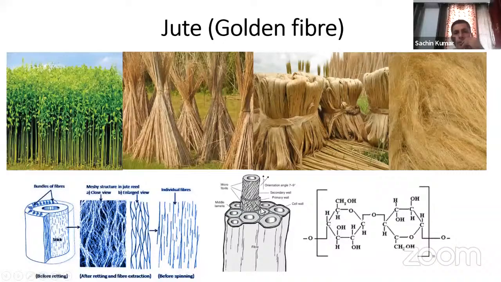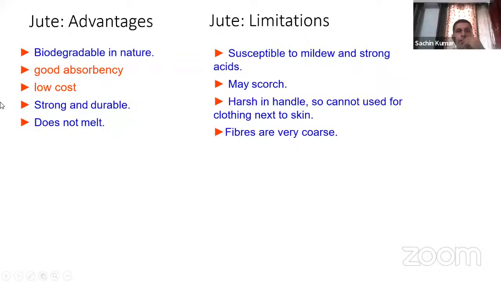The monomer is again similar, because it is obtained from a plant. So the monomer is again cellobiose. Its DP is slightly lesser than that of linen fiber, but it is more than that of cotton. The advantages: it is biodegradable in nature, good absorbency, higher than cotton, low cost, strong and durable, and again does not melt.